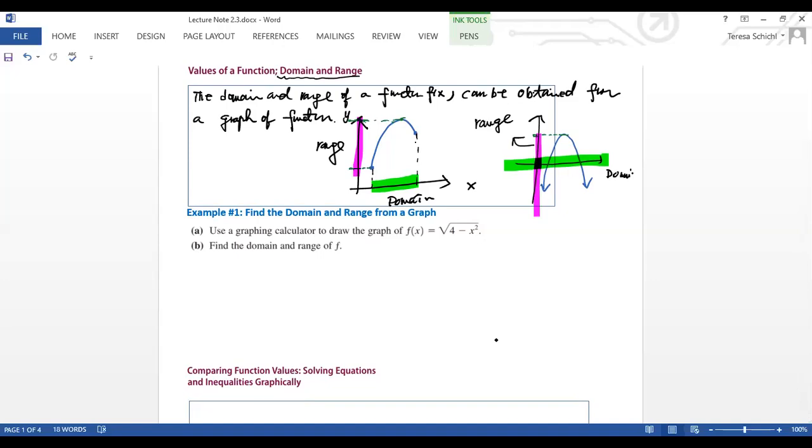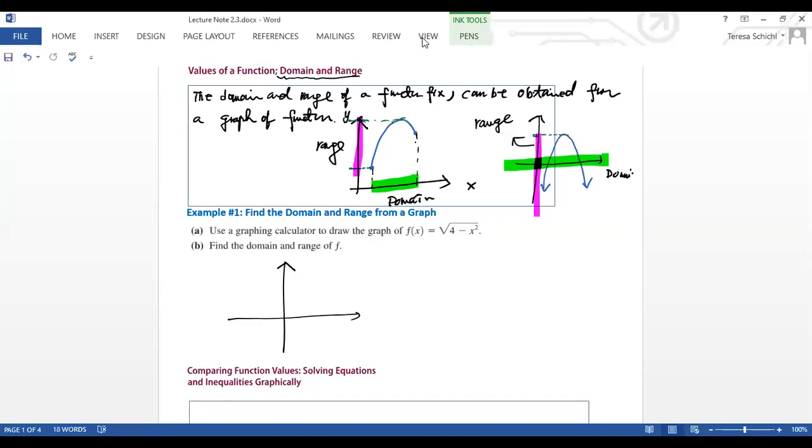If you use a graphing calculator, I'm going to show you. Let me get out of here, and I'm going to show you a software I like to use, and it's free. It's Desmos. Okay, so let's go back to here.